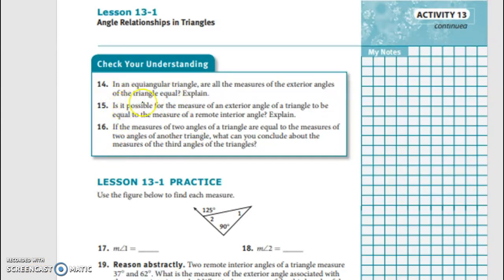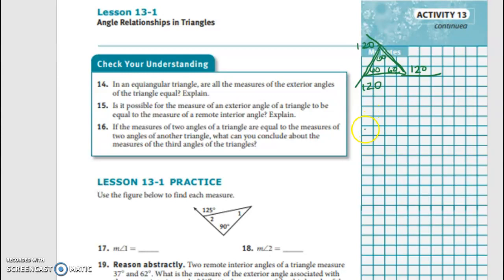Number 14 says, in an equal angular triangle, are all the measures of the exterior angles of the triangle equal? Explain. Yes, they are all equal, because if all three angles are equal, this would be 60, 60, and 60. Anywhere that you draw an exterior angle, it should be 120 degrees, because it's always the two remote interior angles added together, which is 120.